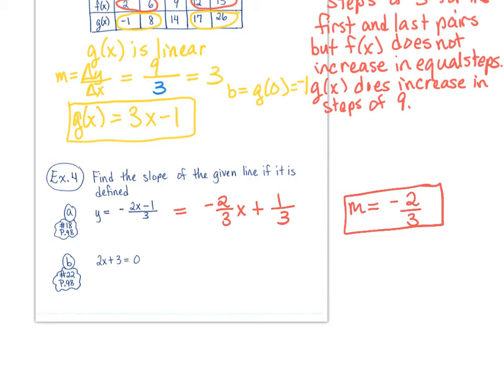Okay? All right. 2x plus 3 equals 0. What should we do here?